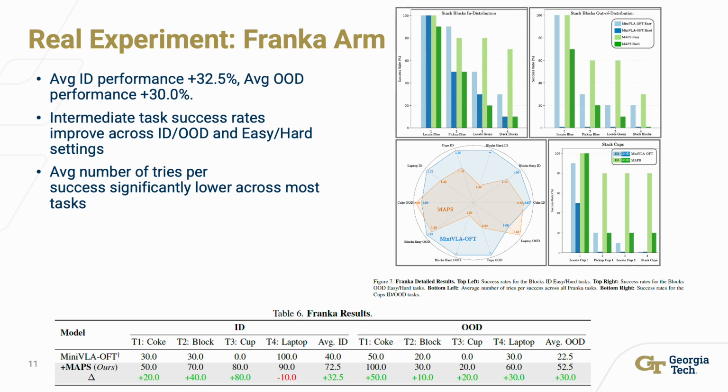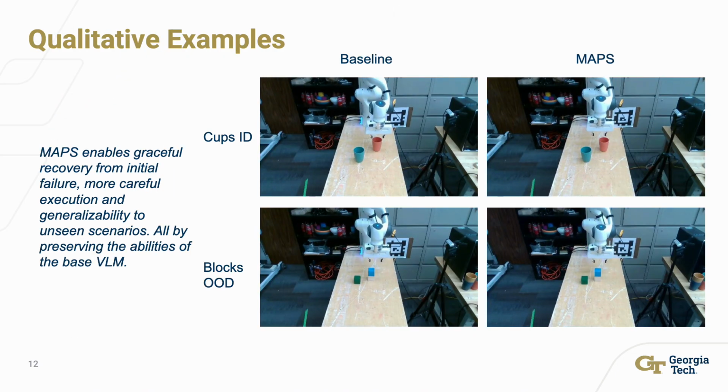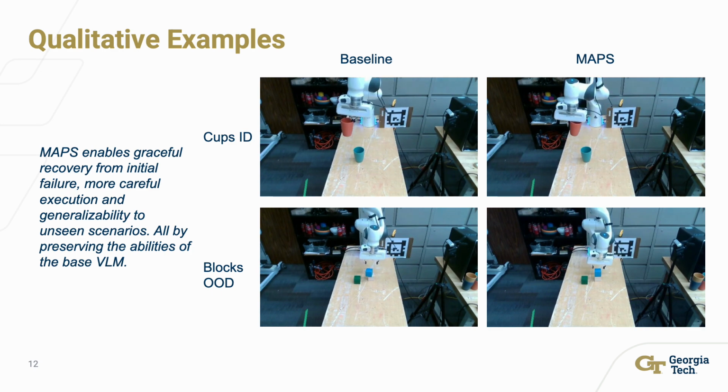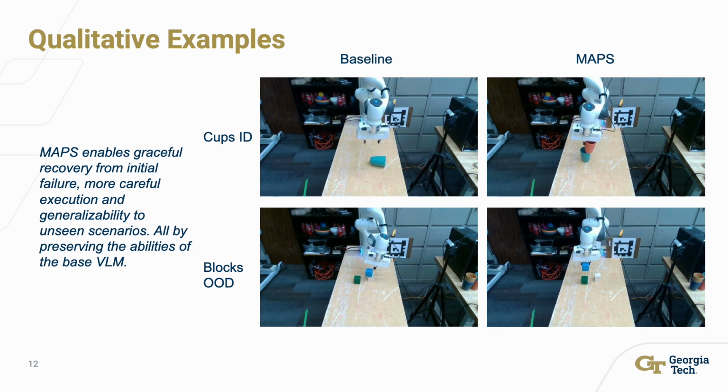Beyond task success, MAPS improves intermediate task success and decreases the number of retries per success. Lastly, MAPS exhibits more careful execution. In cups ID, it struggles to localize the second cup but releases cautiously and succeeds. In blocks OOD, it adapts to the elevated blue block, recovers from an initial failure, and completes the task.